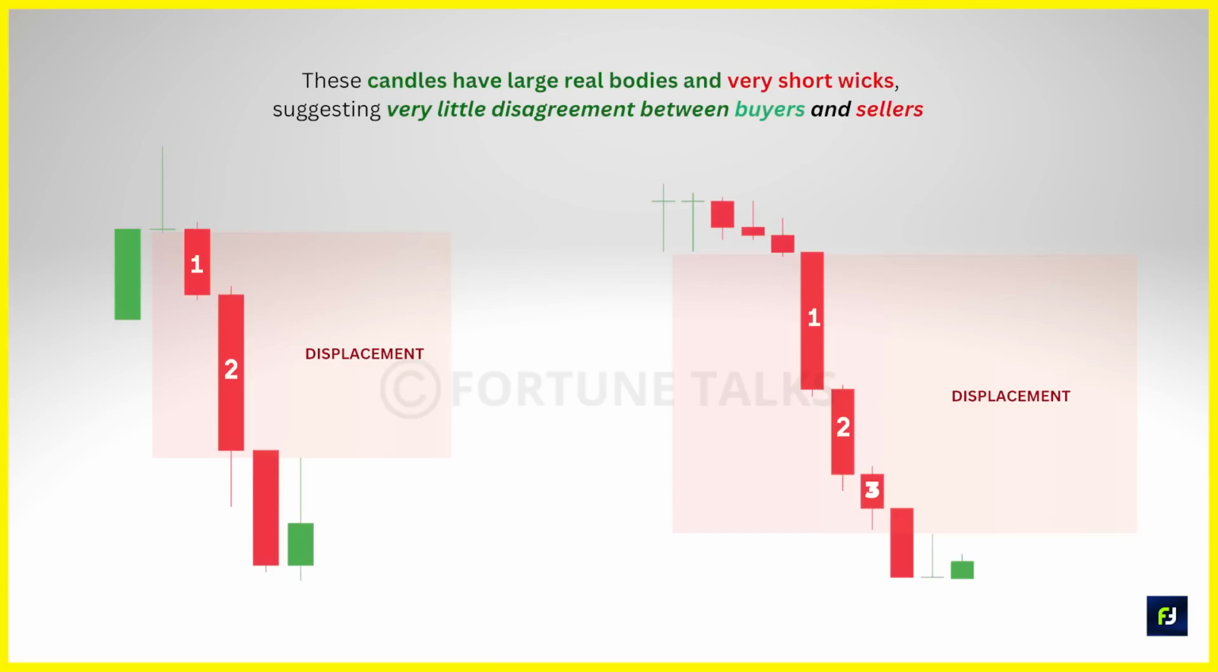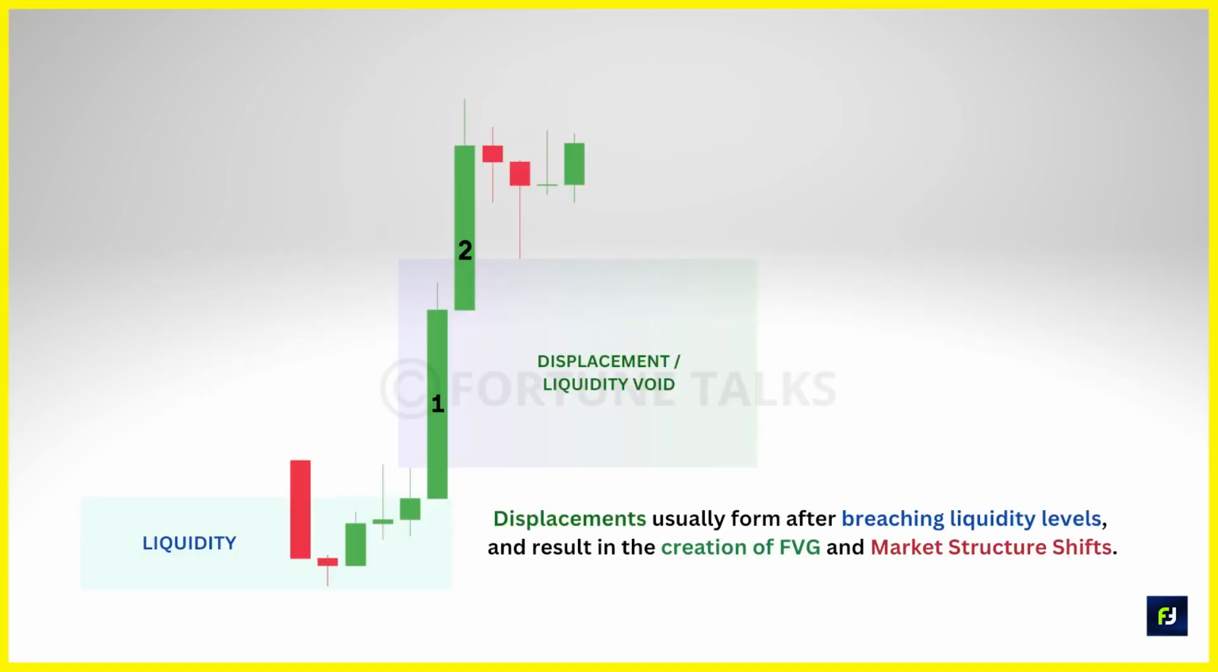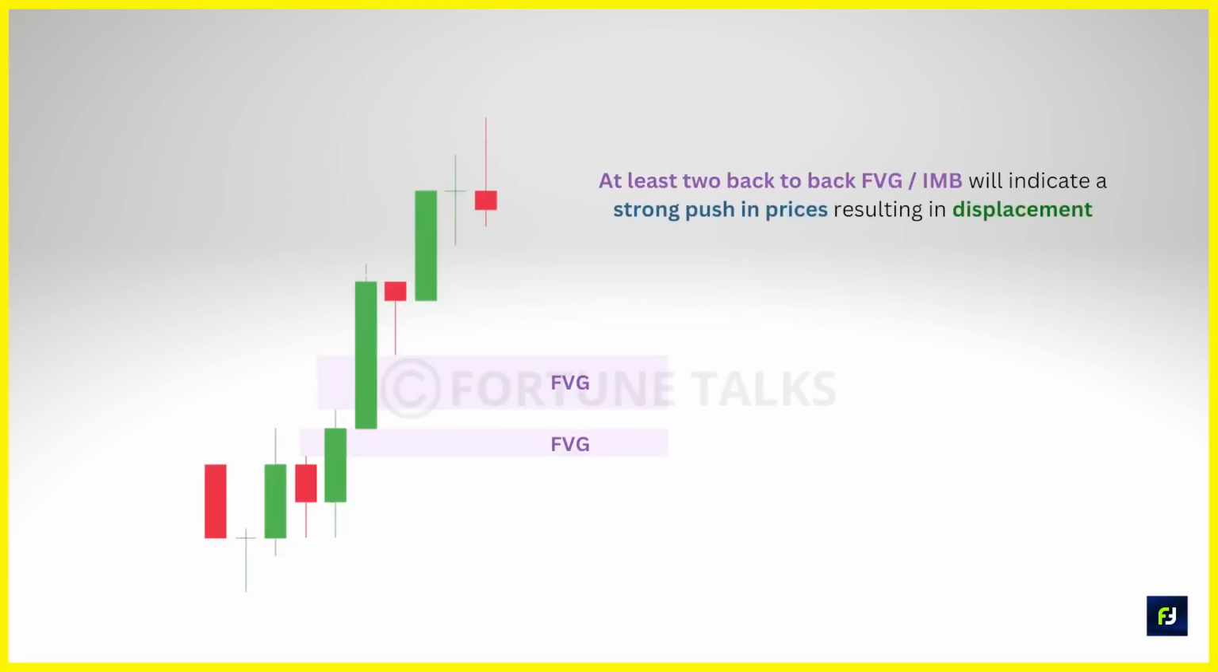Or in other words, there exists an inefficiency in prices. Often, a displacement or liquidity void will occur just after a liquidity level has been breached and will often result in the creation of fair value gaps and a market structure shift. We can also think of displacements in relation to fair value gaps. At least 2 back-to-back fair value gaps will indicate a strong push in prices, resulting in a displacement.